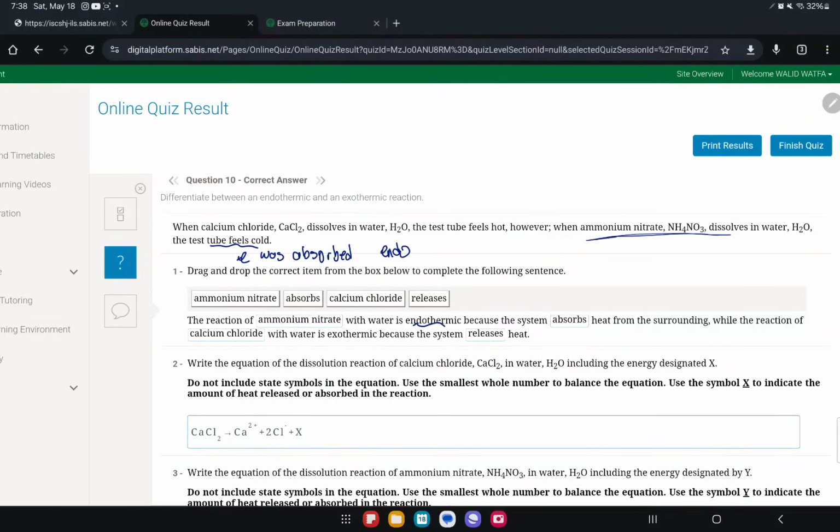It's the second one, the ammonium nitrate one, because the system absorbed some heat from the surroundings that made it cold. However, the exo one is the first one, calcium chloride, CaCl2, because the system released heat. Okay, write the equation of the dissociation of calcium chloride.